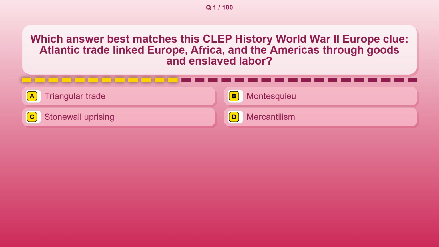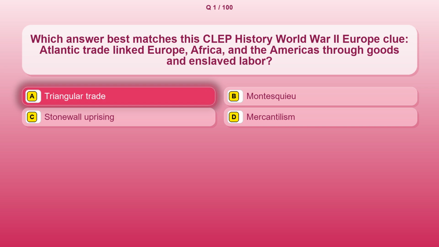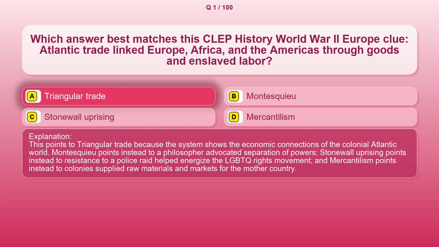Option A. Triangular trade. Option B. Montesquieu. Option C. Stonewall Uprising. Option D. Mercantilism. The correct answer is option A. Triangular trade. This points to triangular trade because the system shows the economic connections of the colonial Atlantic world.